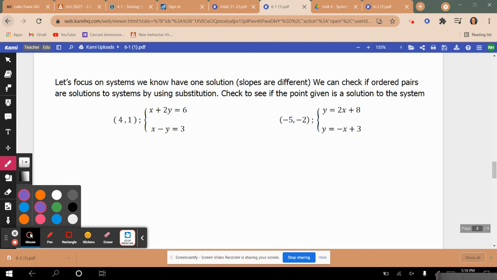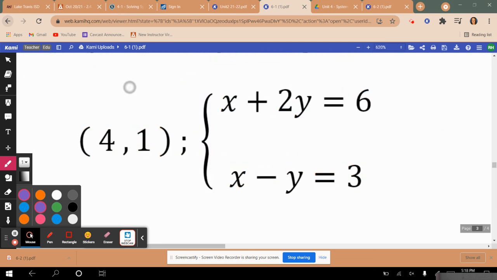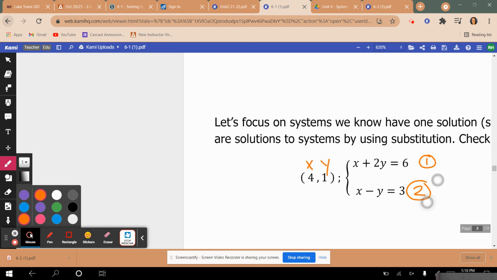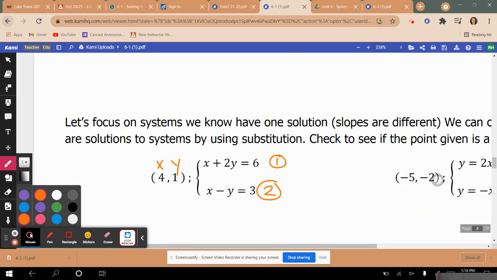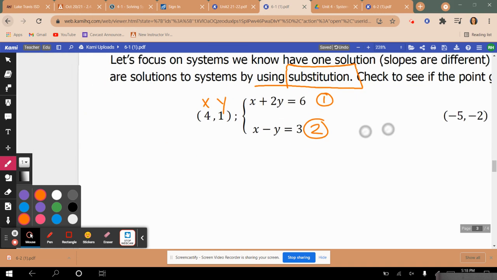So, the first thing I do anytime I am checking a point to see if it is a solution, I'm going to go x, y, and then label these 1 and 2. It says to check this by using substitution. What does substitution mean? It means to substitute something. So if you are substituting something, you have an xy point. You're going to substitute that for the x and the y's in your equations on 1 and 2.